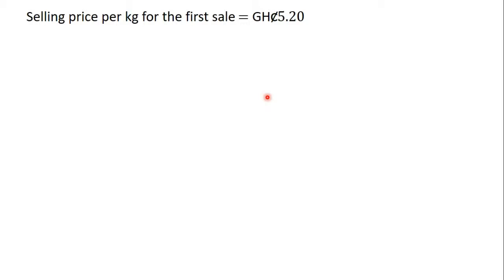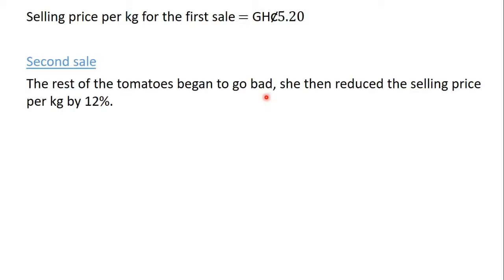The question goes on to tell us that for the second part, that is for the second sale, she realized that the rest of the tomatoes had begun to go bad. So she reduced the selling price per kilogram by 12%. That means that for the second part of the tomato that she sold, she reduced this selling price per kilogram, 5 Ghana cedis 20 pesos, by 12%. The question wants us to find this new selling price.